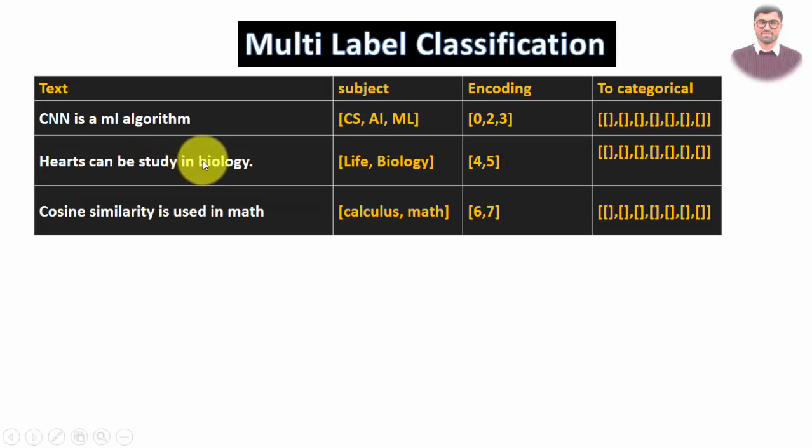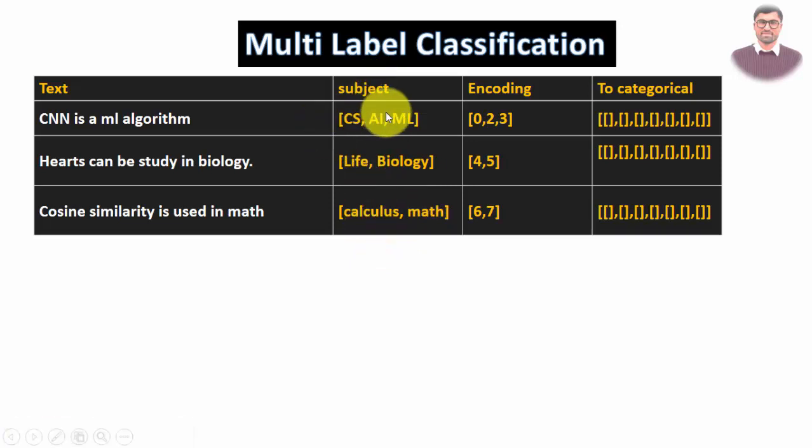I have other sentences. Horse can be studied in biology. Now if I figure out the class of this sentence, it could be subject biology, but what if I can further explore its labels? The subject could be biology, but further its labels could be life and biology. I can also add others, but for now I just added 2. The same thing goes with: cosine similarity is used in mathematics. Cosine similarity comes from calculus, and calculus belongs to the subject mathematics, right? So calculus is a label and math is also a label of the subject.